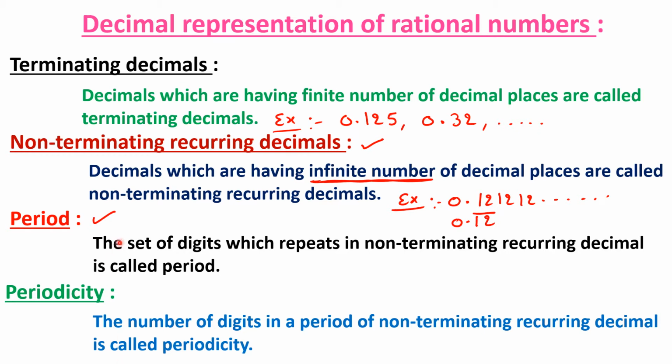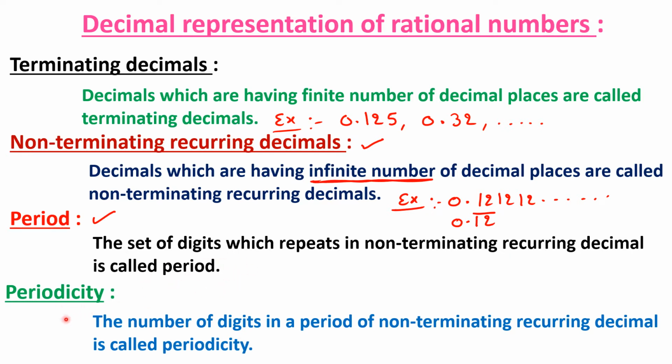So what is period? The set of digits which repeats in a non-terminating recurring decimal is called the period. Look at this, 0.12121212. The set of digits which are repeating here, that is 1 2, is called the period here. So the set of digits which repeats in a non-terminating recurring decimal is called the period.